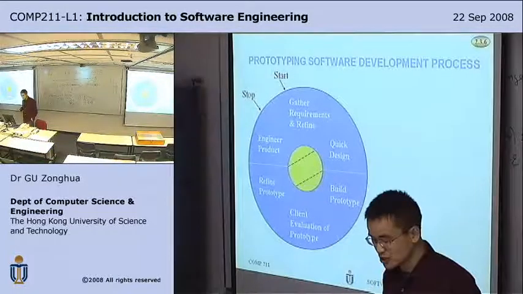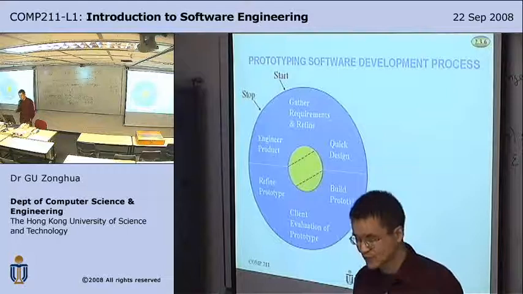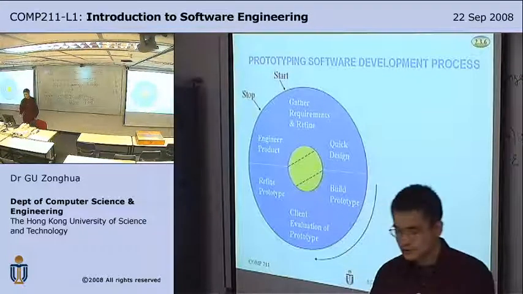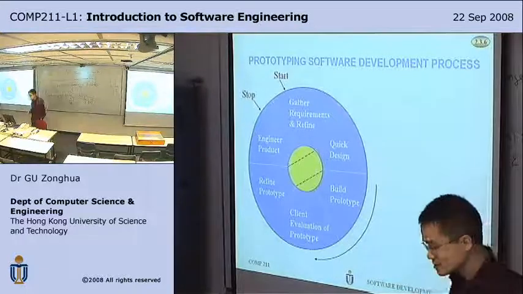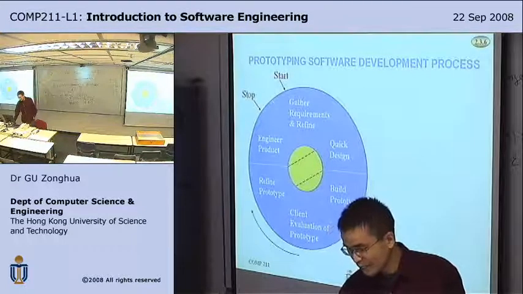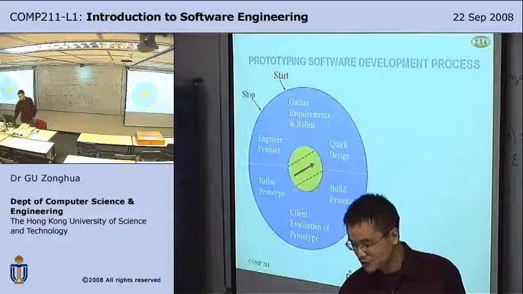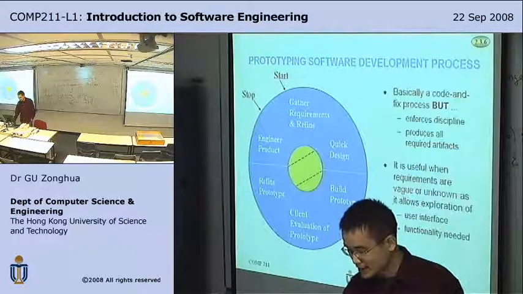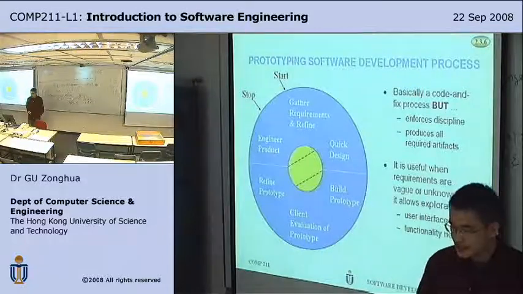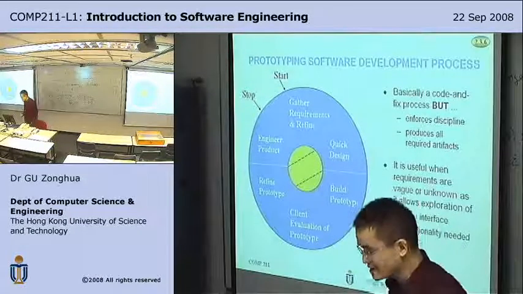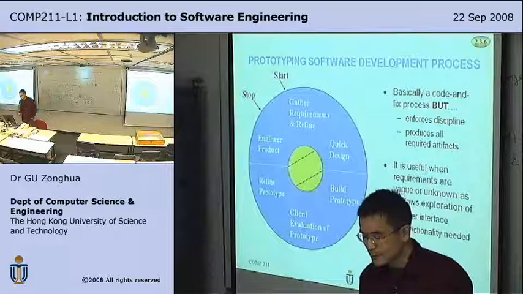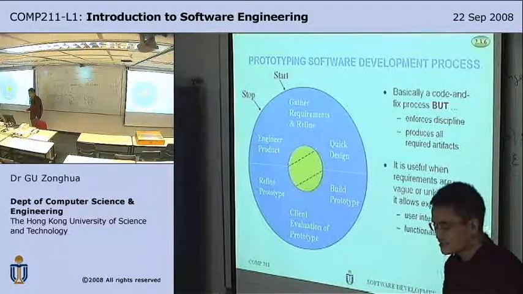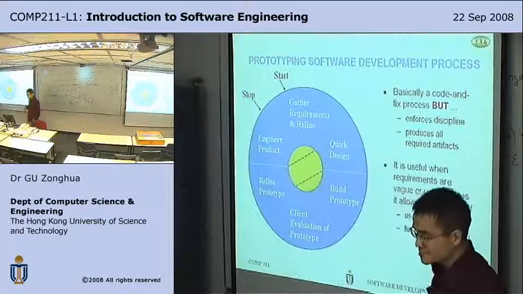It tries to give the client a very rough prototype very early in the process. So you build a prototype, you give it to the client for evaluation, refine it, and go back to perhaps review the second generation prototype, etc. So this is similar to the code and fix process, but has discipline and produces required artifacts. That is, you do have intermediate deliveries.